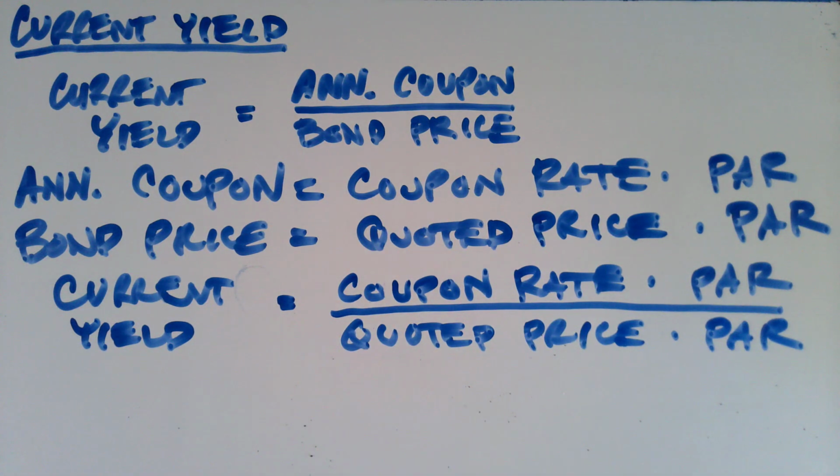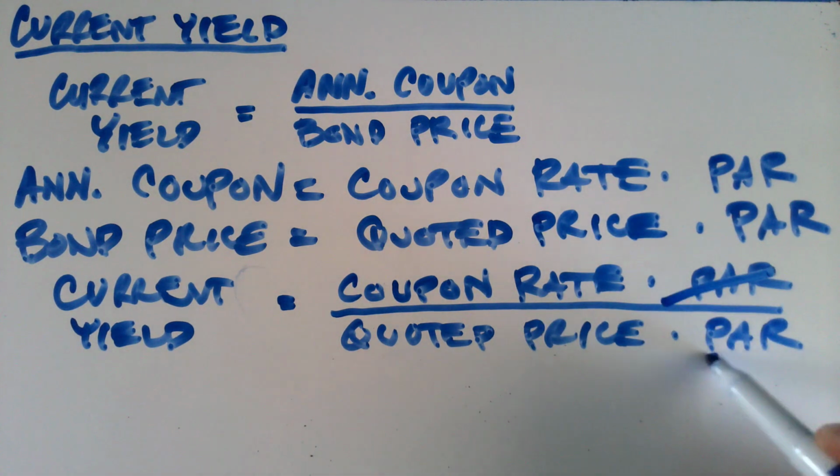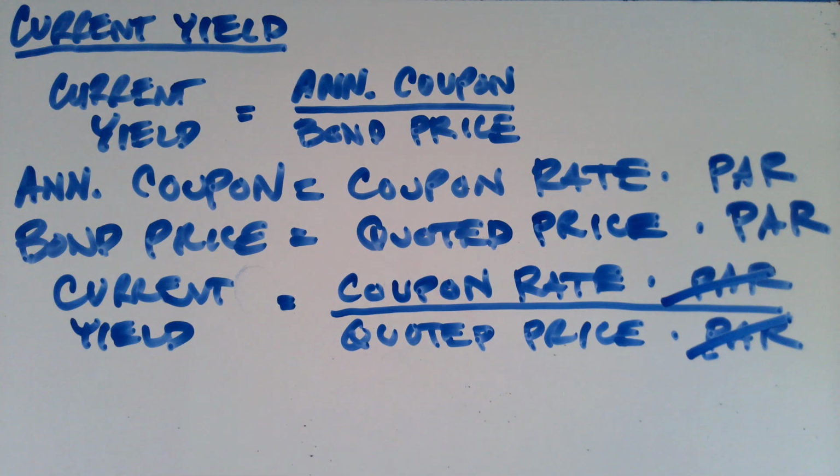And once we get to this step, we can see that the par value or face value of the bond cancels out, and we are left with current yield equal coupon rate divided by quoted price. Keep in mind these are both in percentage of face value. And so now you can rearrange this formula just like we did previously and find quoted price in terms of coupon rate and current yield, or find coupon rate as quoted price times current yield.